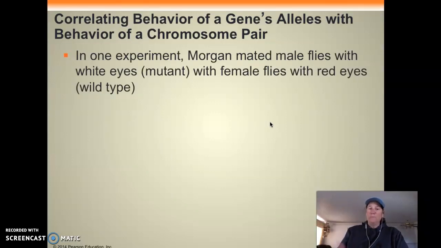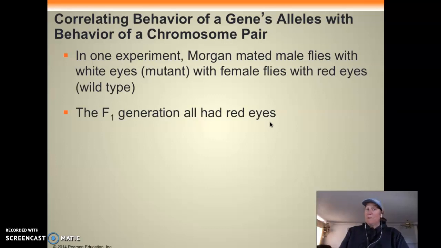Okay, so what he found, Morgan, the fly guy, when he mated male flies with white eyes, which would be the mutant, and again we call it the recessive, and a female fly with red eyes, which he called the wild type. I guess I'm more into dominant and recessive, but anyway, when he crossed them, all the first generation, all the babies had red eyes, which follows the same as Mendel did. When he took the parental and they had a dominant trait and recessive trait, all the offspring had the dominant trait. Okay, so in this case, same thing.